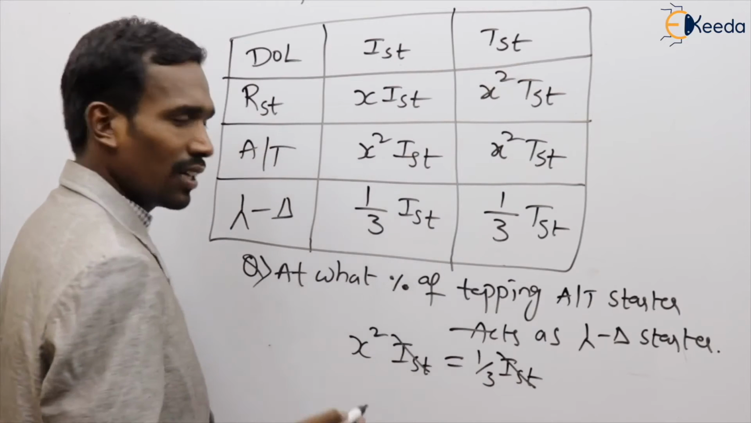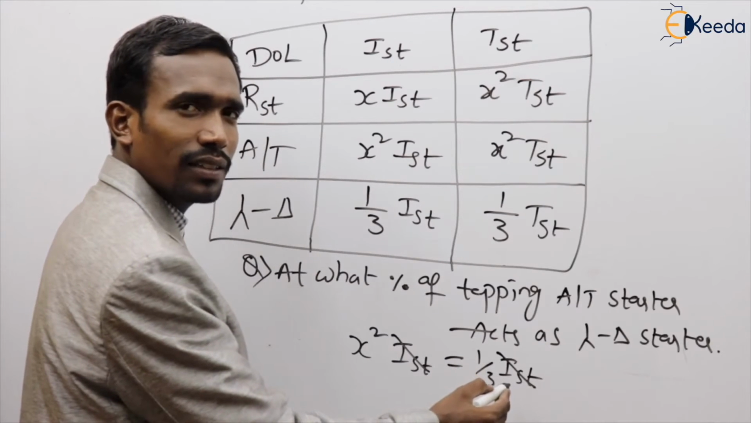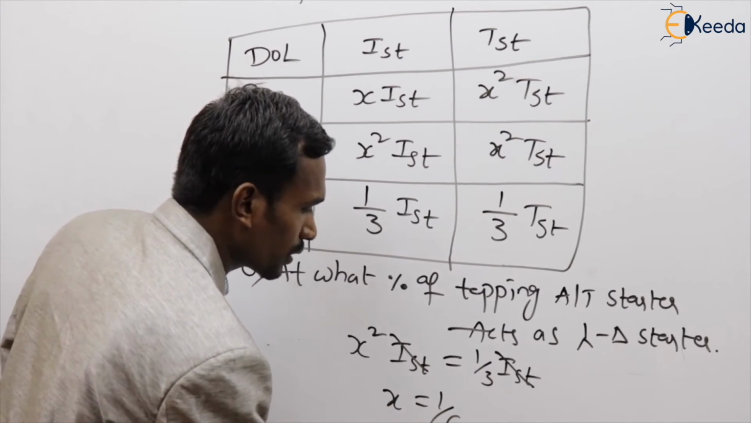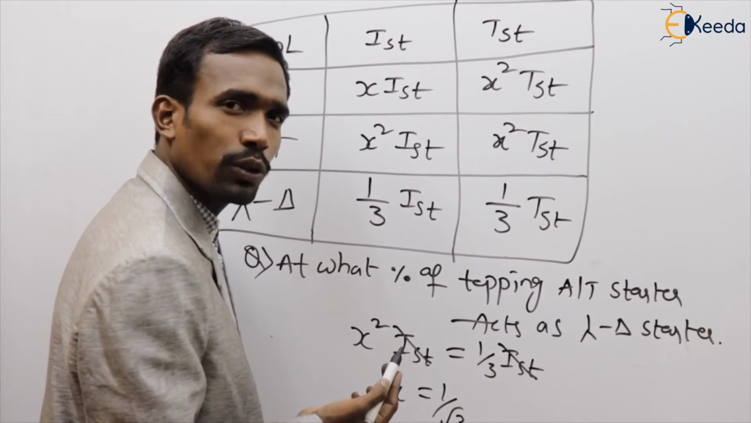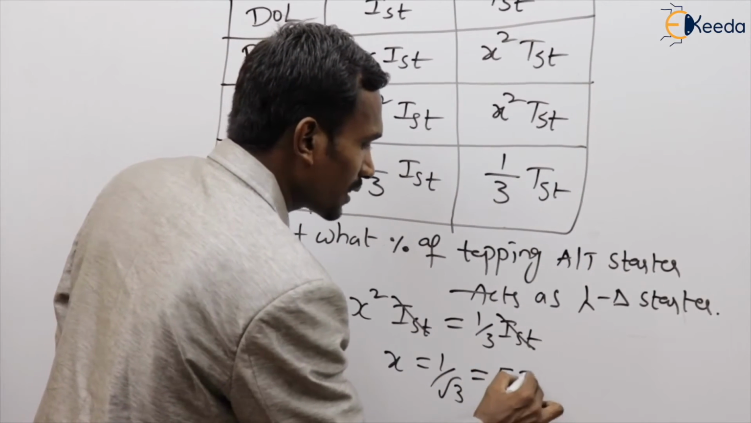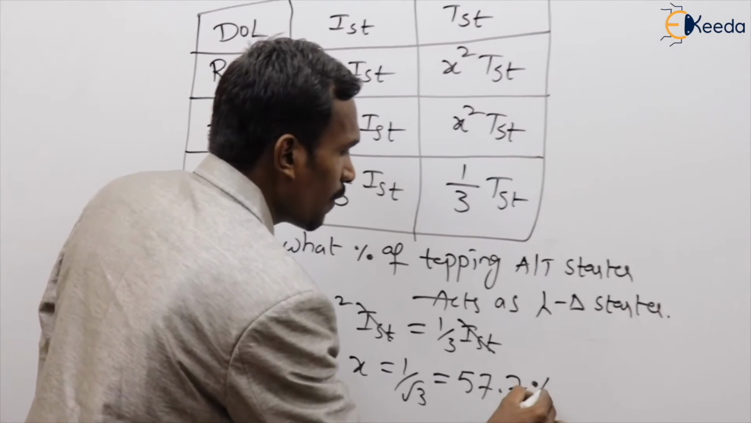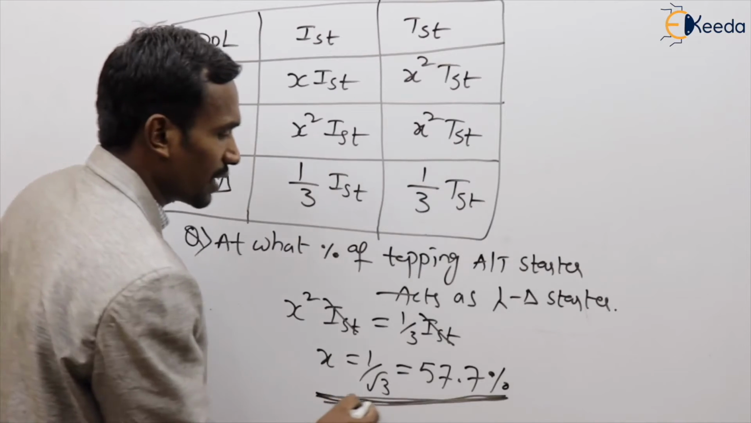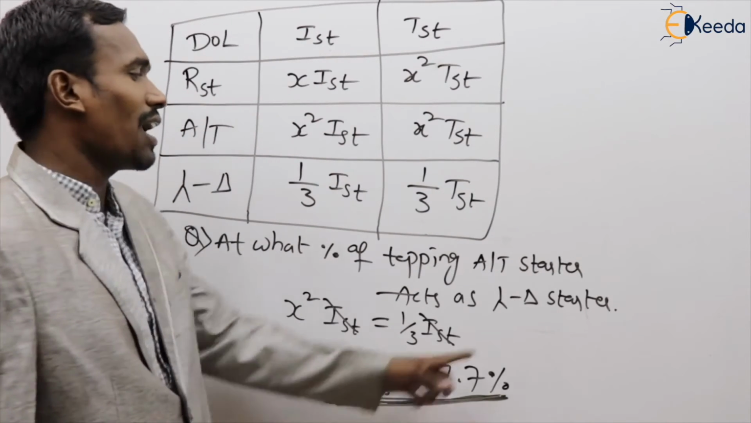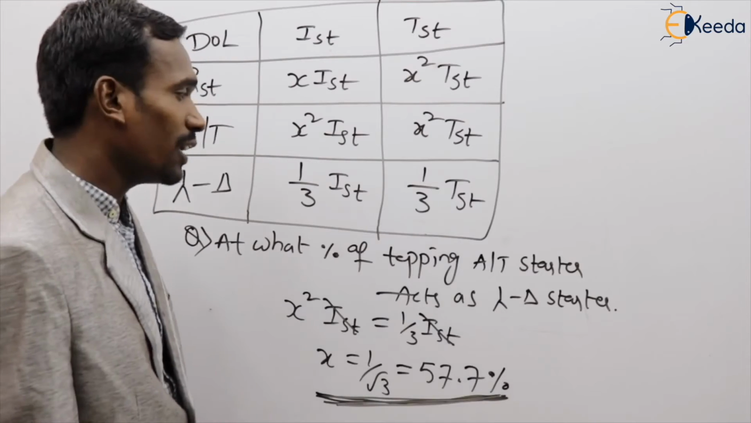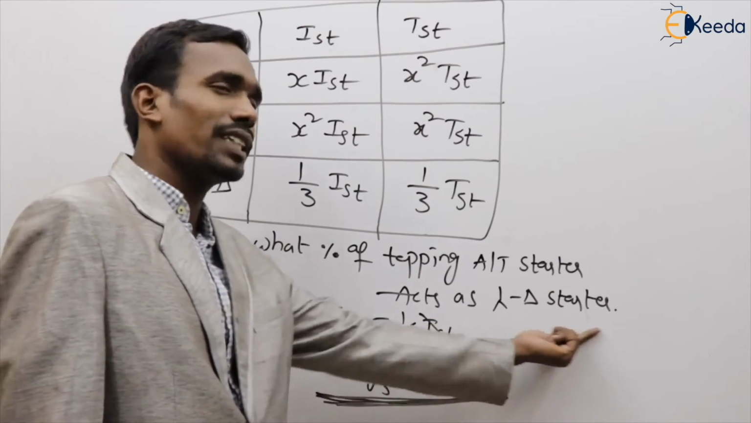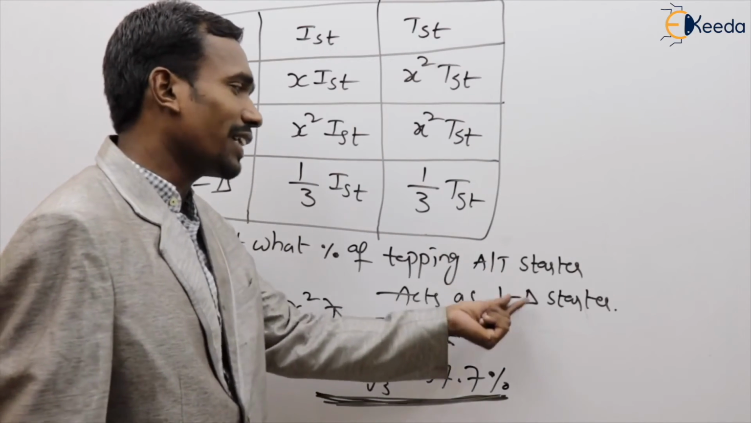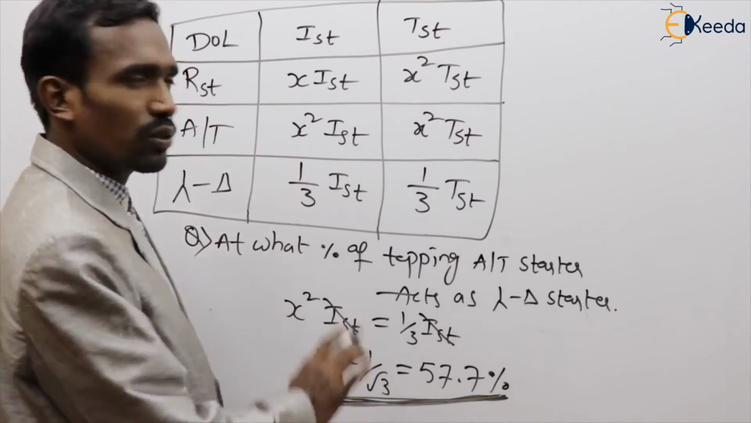IST cancels. X square is equal to 1 by 3, so X is equal to 1 by root 3, which is nothing but 57.7 percent. So at 57.7 percent of tapping, the auto transformer starter is exactly equal to a star delta starter. At what percent of tapping does an auto transformer starter act as a star delta starter? 57.7% of tapping. This is the first question.